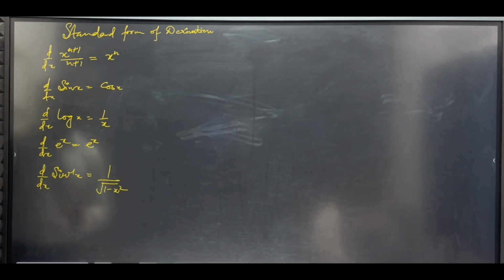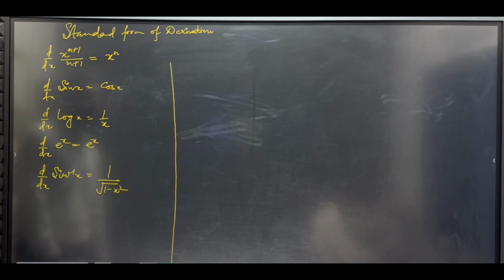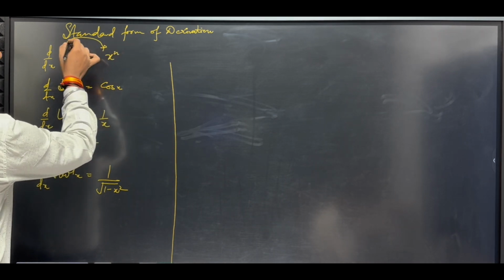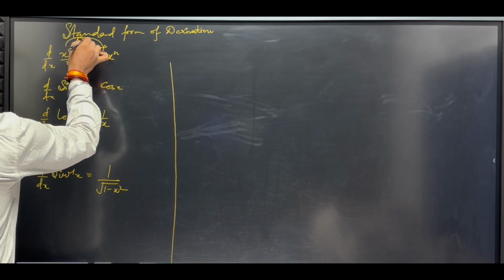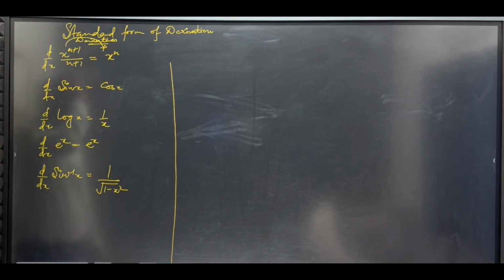There are so many functions we can choose, and all these functions are explained on the basis of derivatives. This is called the standard form of derivation. Right, now this is the derivatives part. The derivative of x to the power n plus 1 by n plus 1 is x to the power n. Then sir, how can you convert that derivatives into antiderivatives?